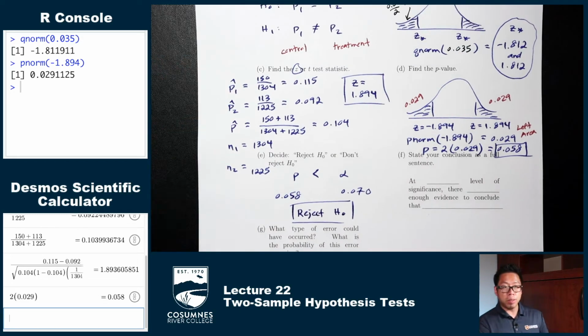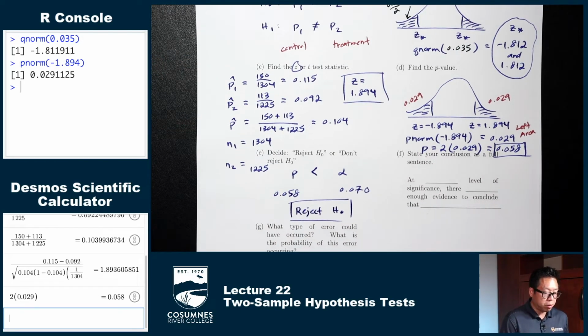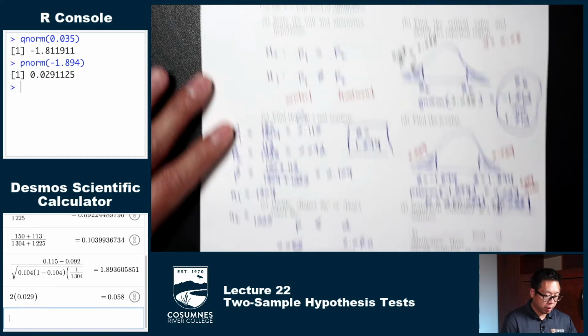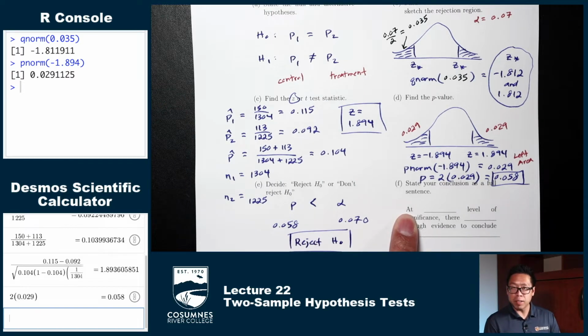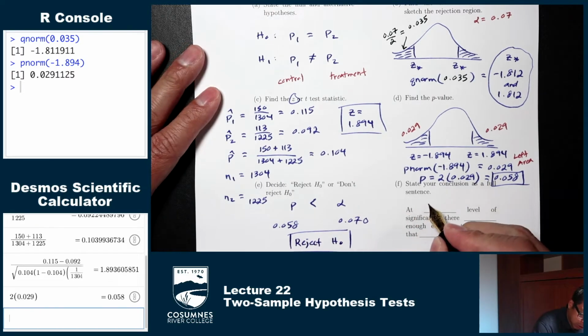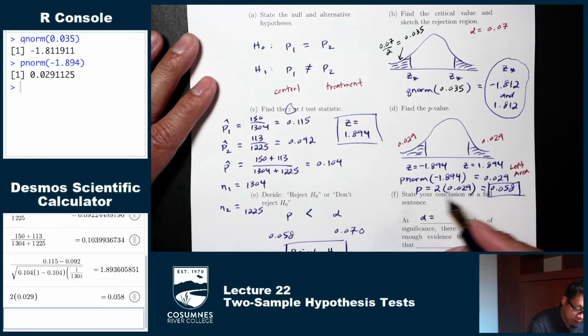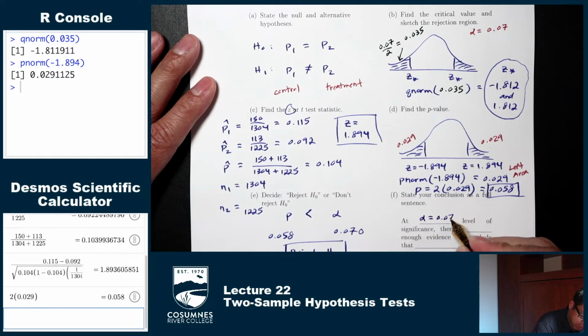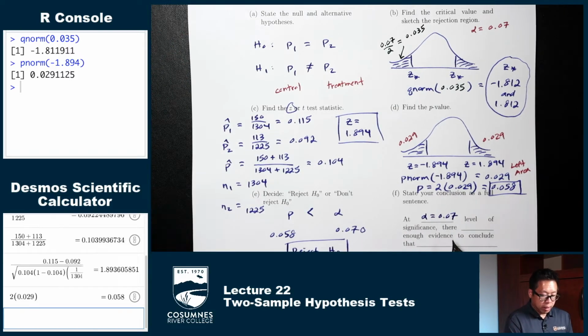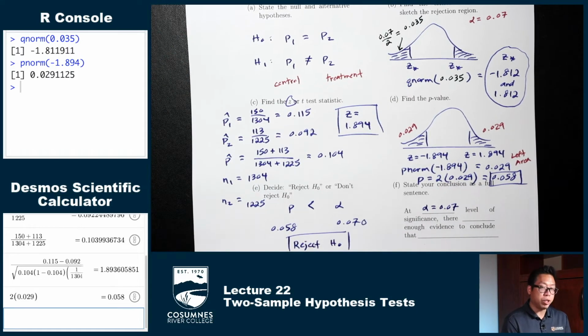And then for our conclusion, this sentence is basically saying, can you conclude that H1 is true? State your significance level. At alpha equals 0.07 in this case, level of significance, there is or is not. So if you reject H0, then there is enough evidence to say that H1 is true. If you did not reject H0, then there is not.